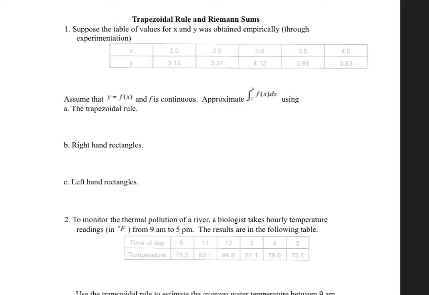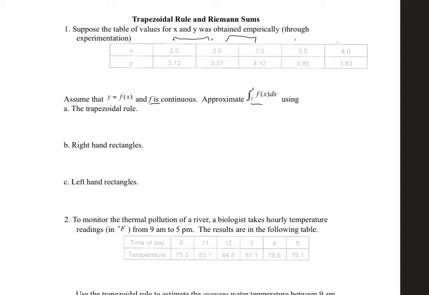So here we have a table of values, and we are going to assume that f is continuous, and we want to approximate the integral from 2 to 4 of f of x using the trapezoidal rule. The first thing we have to check is, do we have uniform width trapezoids? You can see all of these delta x's are going to be 0.5, so it is a uniform width trapezoidal rule. That means that we can use our formula.